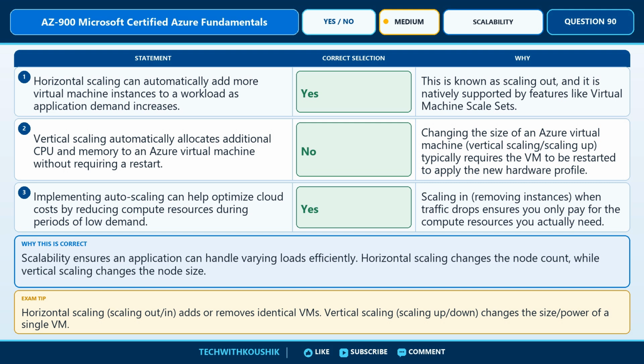Scaling in, removing instances, when traffic drops ensures you only pay for the compute resources you actually need. Keep this point in mind for the exam. Horizontal scaling, scaling out/in, adds or removes identical virtual machines. Vertical scaling, scaling up/down, changes the size/power of a single VM.